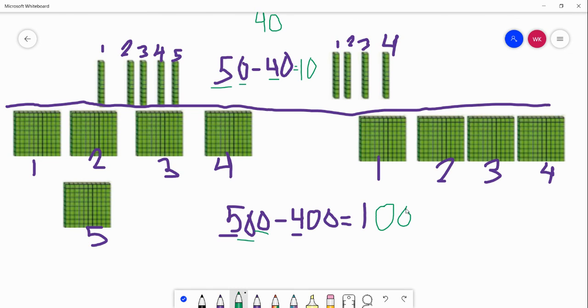And I bet if I gave you this problem, I want you guys to try it. I bet you guys could figure it out in a quick second. If I gave you 5,000 minus 4,000, I bet you guys could figure that out from learning what we just did. So remember, all you got to do is add those zeros in. So our answer would be 1,000 because you need to add those 3 zeros and add those place values in.